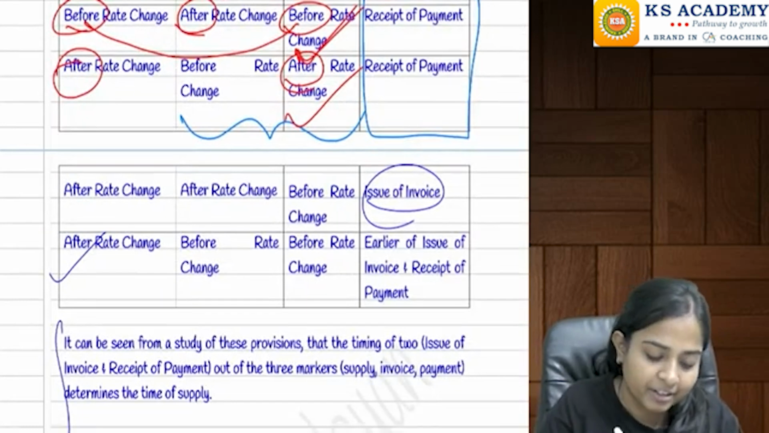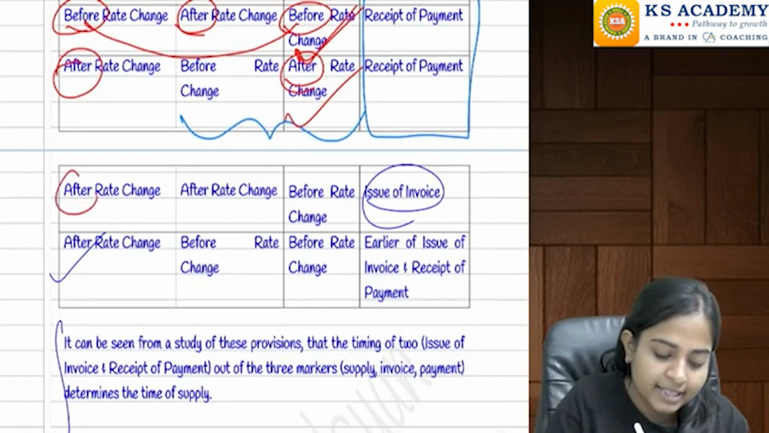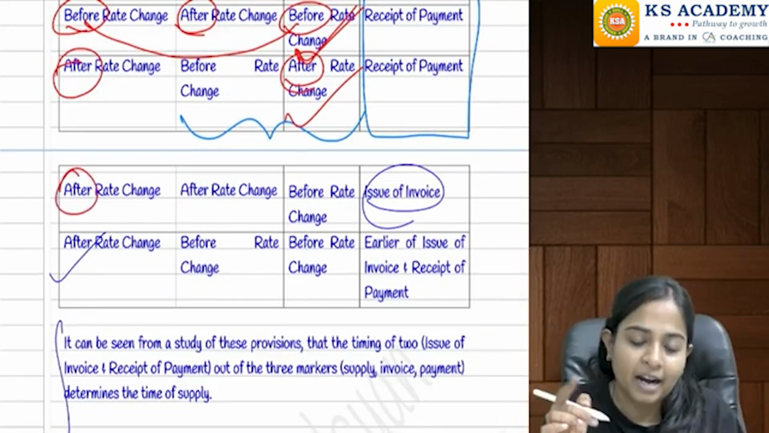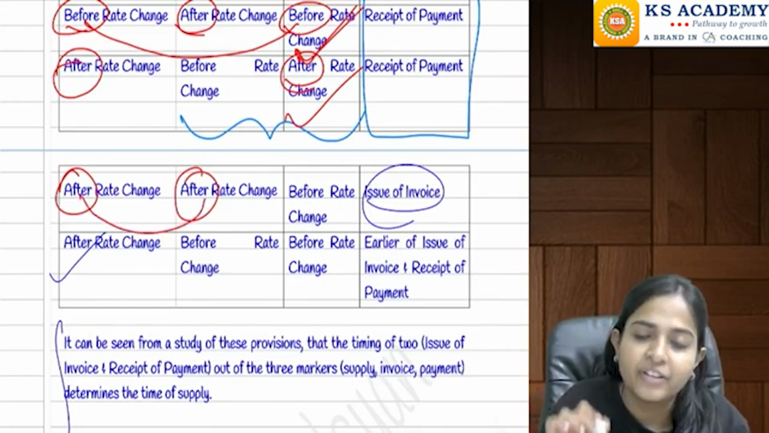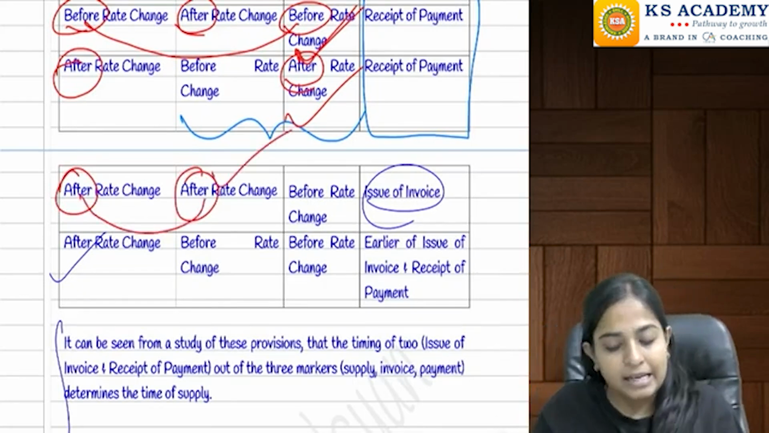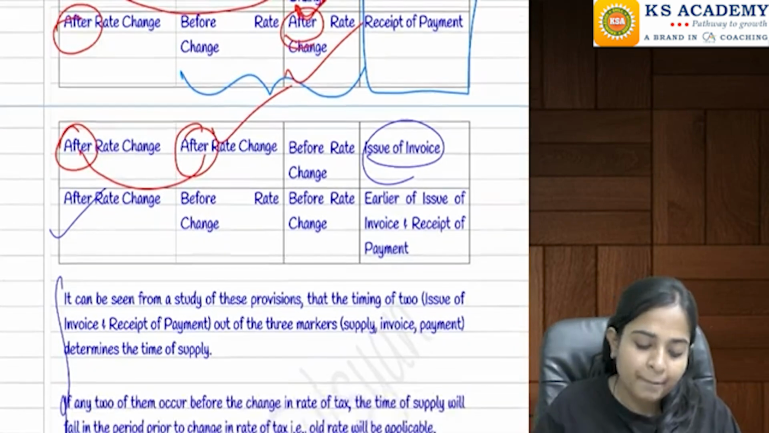Now last one, everyone. This is after. Supply has happened after the rate change. Issue of invoice has happened after. So after is matching with this after. So time of supply will be this. This is how we had remembered it.